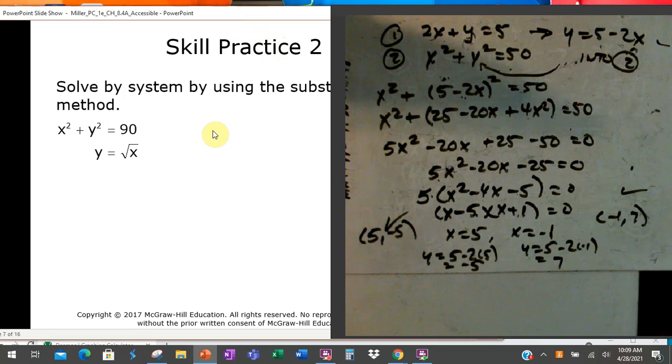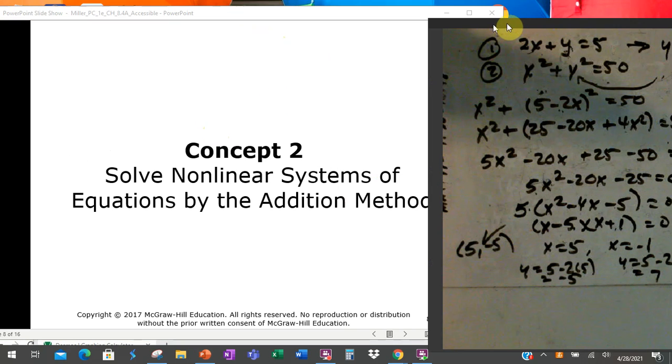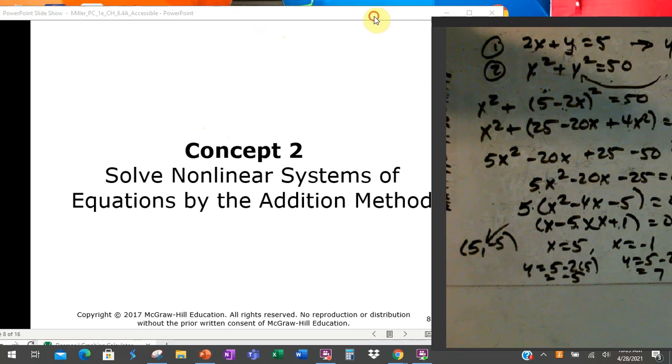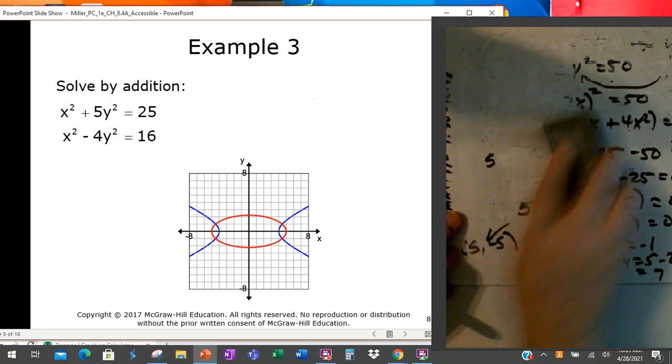So that's the substitution. Now let's go over by addition. And again, this works. This is the easiest in general for me. Less calculations like this and going through. If you can use it, but you're not guaranteed that you can use this thing. Okay, so let's see when we can use it. And what am I looking for?